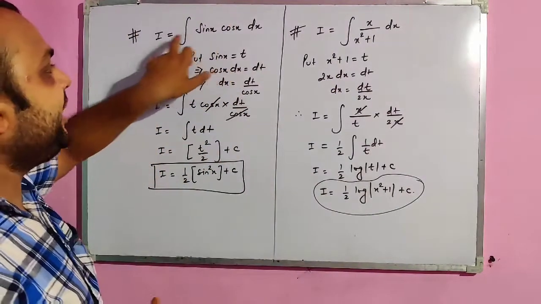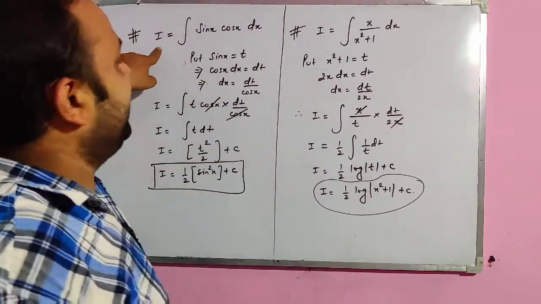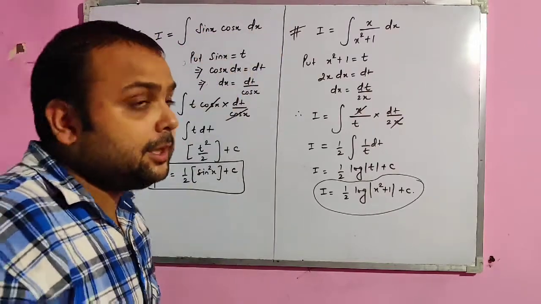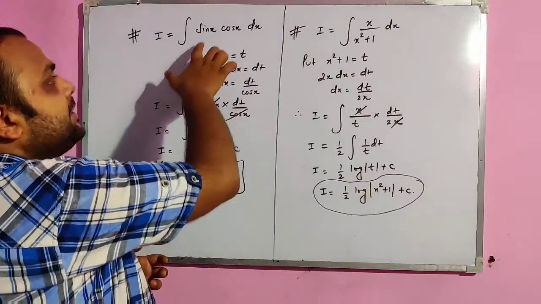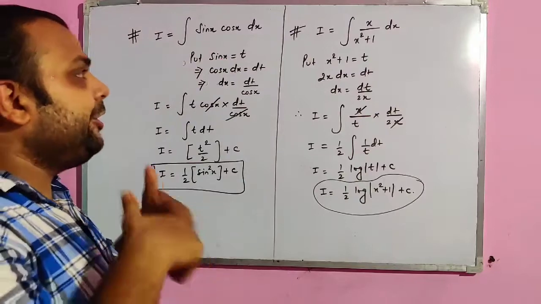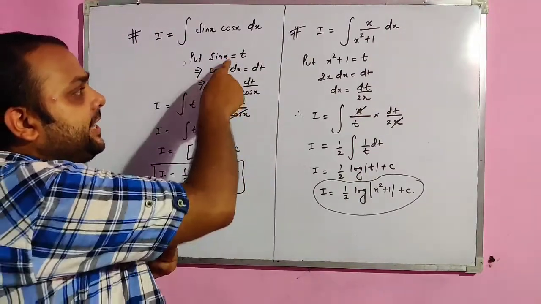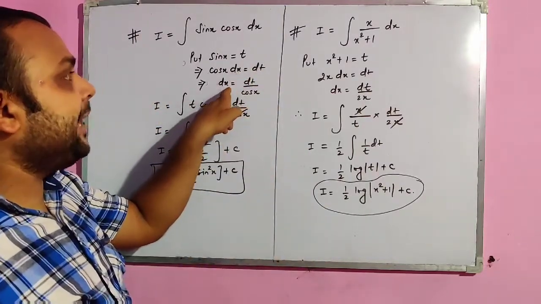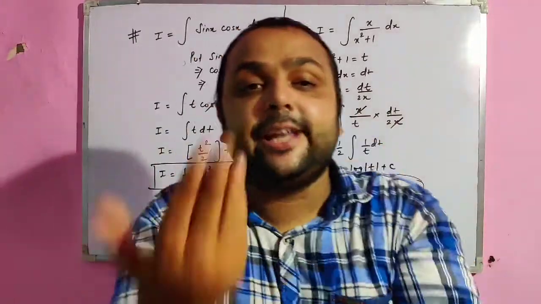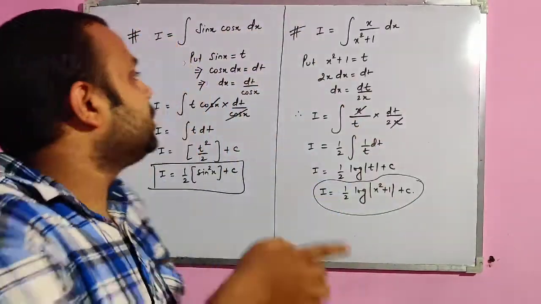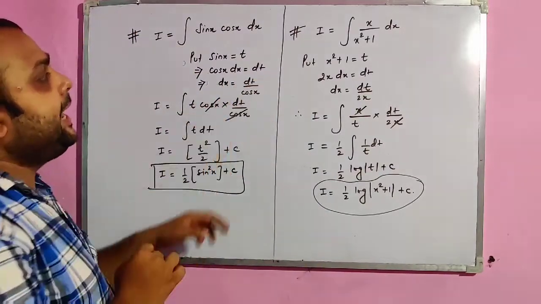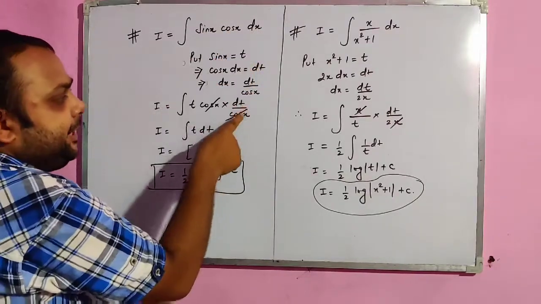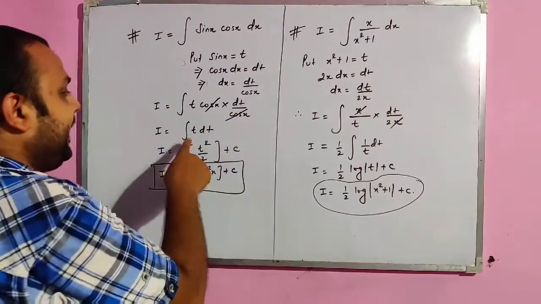We have a question: integral of sin x cos x dx. In this, I have put sin x equal to t. Now differentiating, sin x gives cos x dx, and t gives dt. Now I am calculating the value of dx because I am converting the variable in terms of t, so dx should become dt. So dx can be written as dt by cos x. Now substituting the values, sin x is t, cos x as it is, and dx is dt by cos x. Cos and cos cancel, so I get t dt.